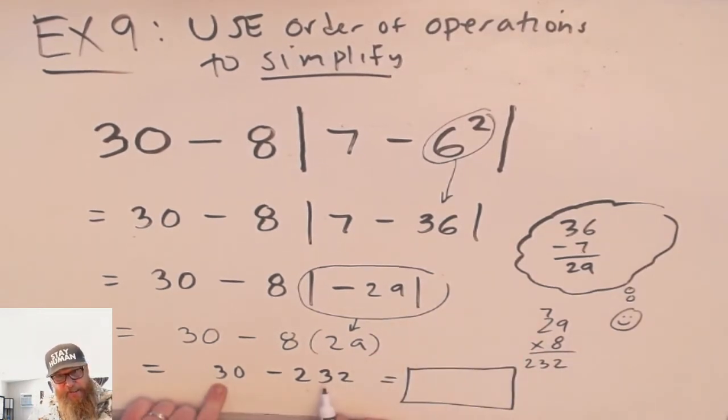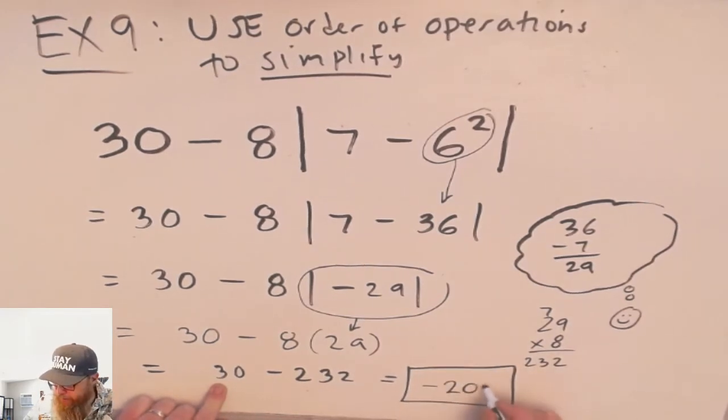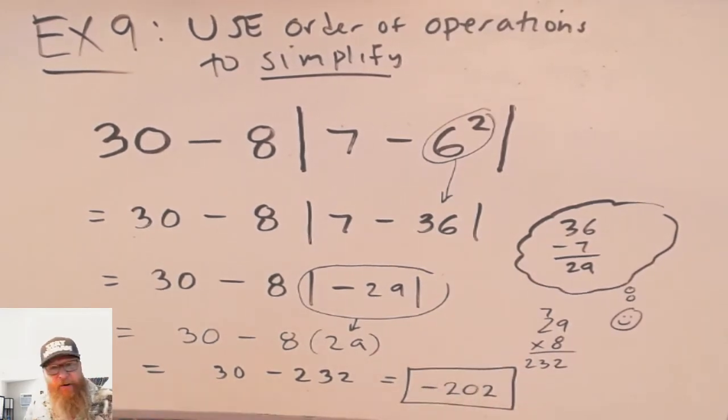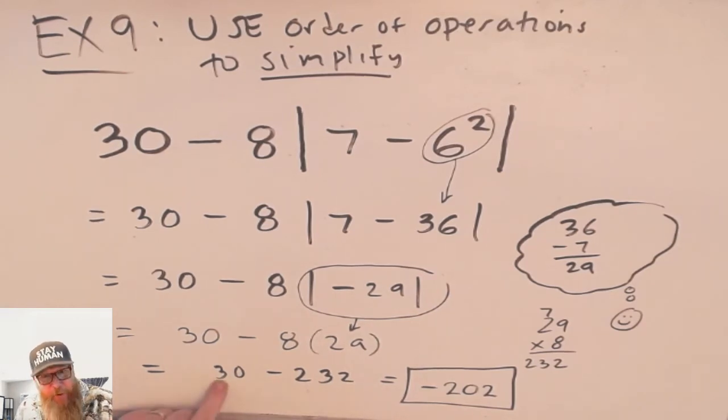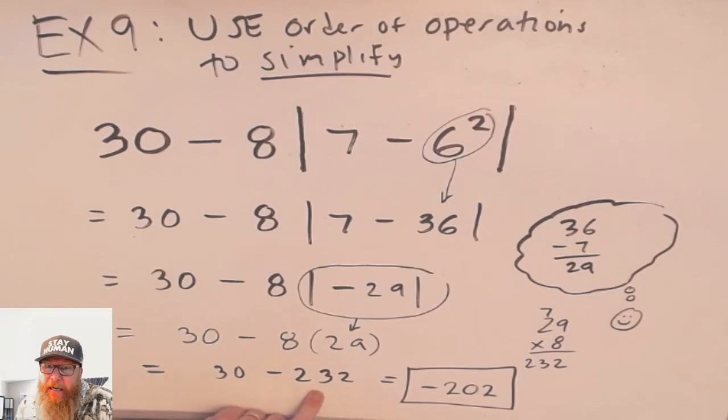30 minus 232 is negative 202. You could do that one in your head. Yeah. You just subtract 30 and then make the answer negative. Again, it's just like your bank account. If you only had $30, but you got to pay the electric bill or whatever, it's $232. You're still going to pay that bill, right? And then you're going to be overdrawn by $202.